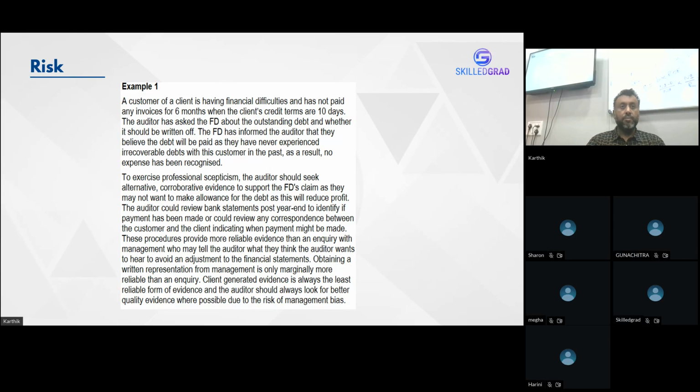For example, if I've murdered somebody, and the management says no provision needs to be created, that's not the best evidence. The lawyer should say that nothing should be created. That is better evidence. Something like that, understood? Client-generated evidence is always the least reliable form compared to other things. In case of a lawyer provision, if the lawyer gives it, it is better, because management has inherent bias. They might want to overstate the numbers. Okay, is that clear? Any doubts?